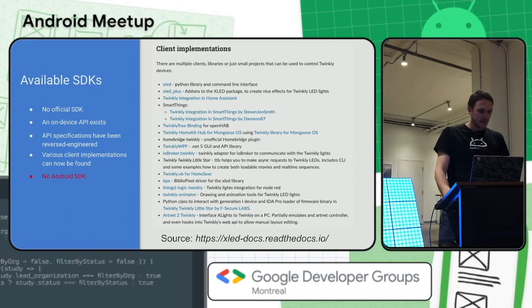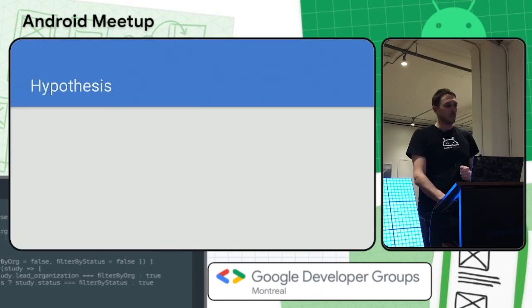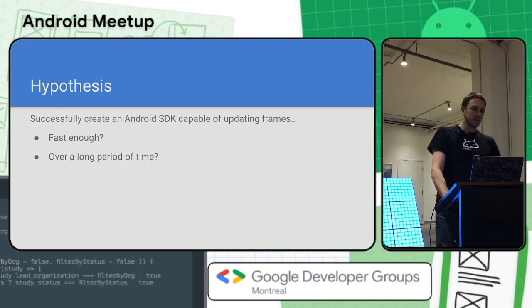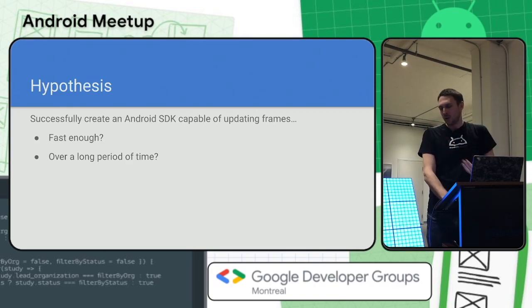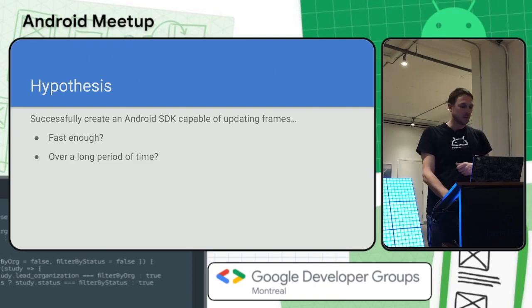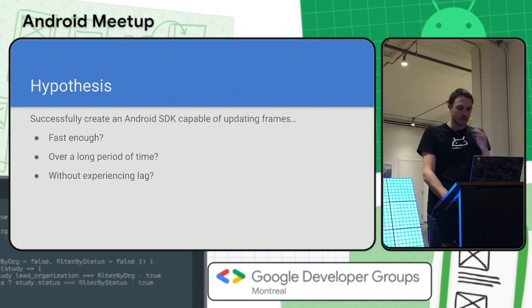Through that list, I saw that there is no Android SDK. So I wanted to start doing my own library. My hypothesis was: could I successfully create an Android SDK that can update frames fast enough, with low latency, over a long period of time? So stability: am I going to run into a session expiry at some point? Is my process going to be killed? And also, will I experience lag? Is the performance going to encounter some problems?